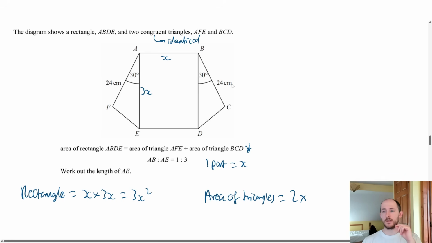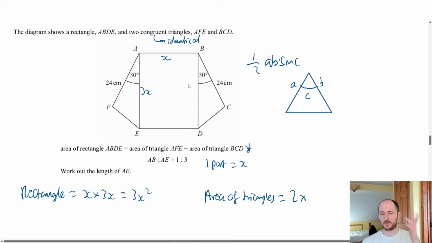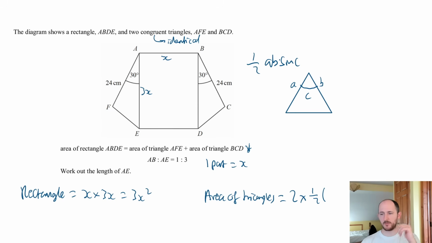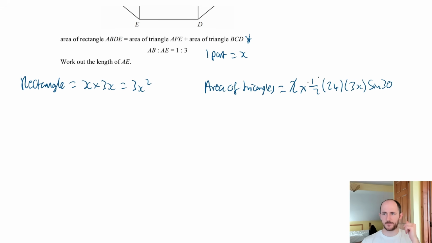So instead, we're going to use the formula that is given to you on the formula sheet, half ab sine C. Now, in a triangle, what are a, b, and C? C is just any one of the angles, and a and b are the sides that create that angle. So in this case, it'd be 24 and 3x make the angle 30 degrees. So it's going to be a half times 24, it doesn't really matter, times 3x sine 30. Now, of course, the 2 times a half is going to cancel.